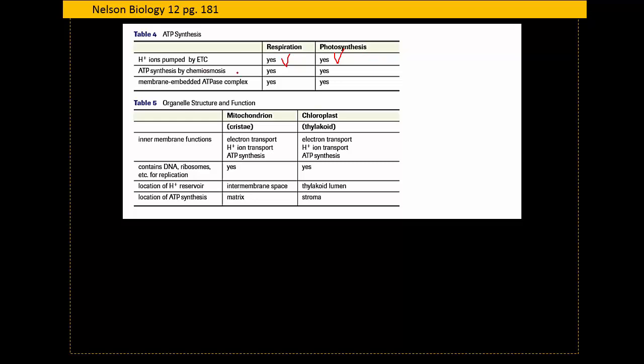ATP synthesis by chemiosmosis. All right, here is that weird term that talks about the movement of hydrogen ions from a high concentration, moving down the concentration gradient to a lower concentration. All right, so this is the movement of hydrogen from the intermembrane space of the mitochondria back into the matrix. All right, that's called chemiosmosis.